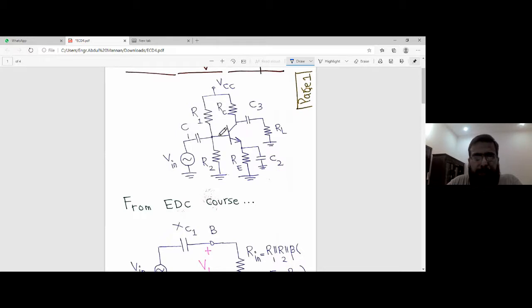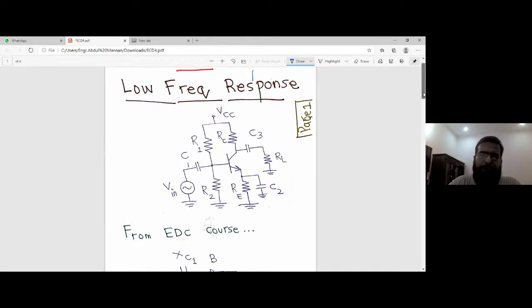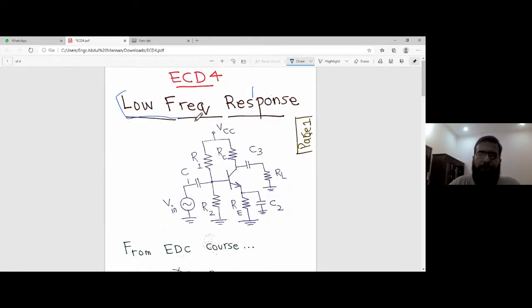This is a BJT amplifier, and in our earlier lectures we have studied that C1 and C3 are coupling capacitors, whereas C2 is the bypass capacitor. And the reduced gain obtained at lower frequencies is due to C1, C3, the coupling capacitors, and the bypass capacitor. And reduced response at higher frequencies is due to the junction capacitances that we do not connect externally, but they are there internally.